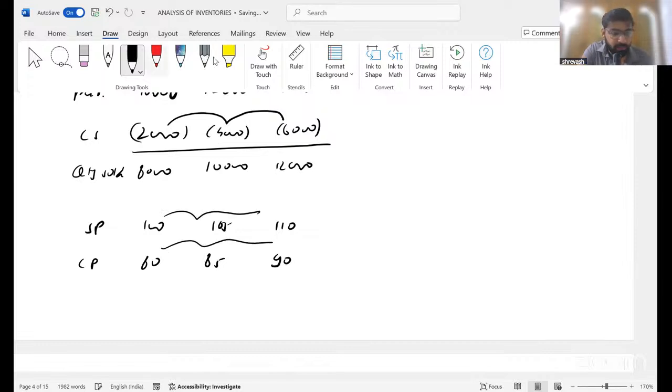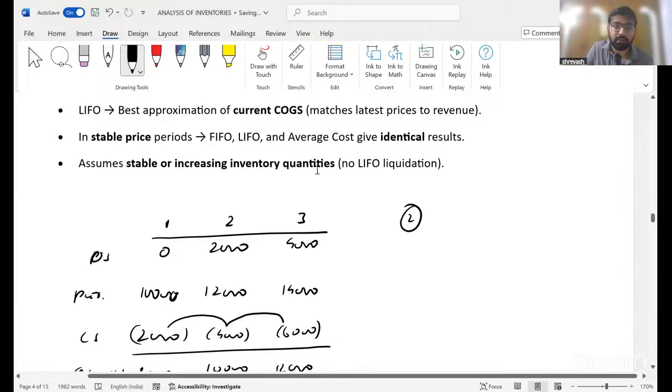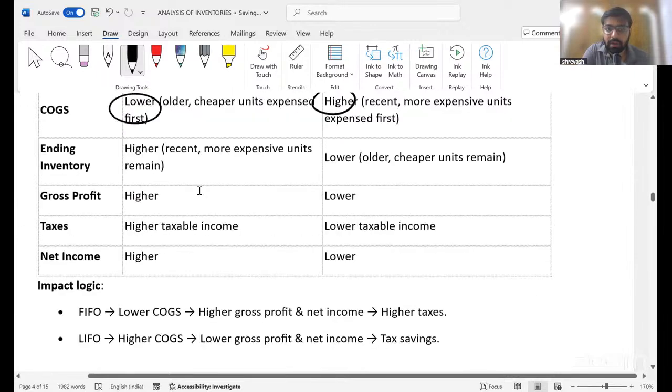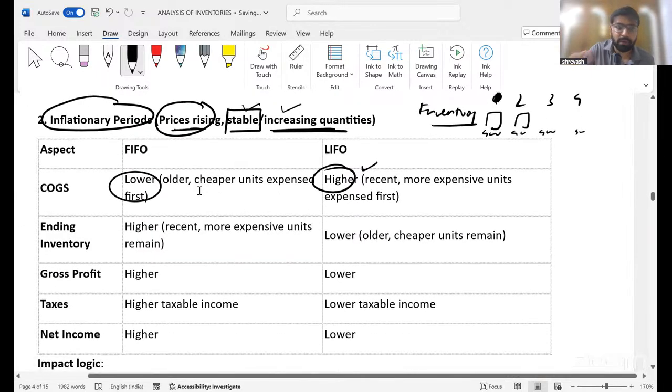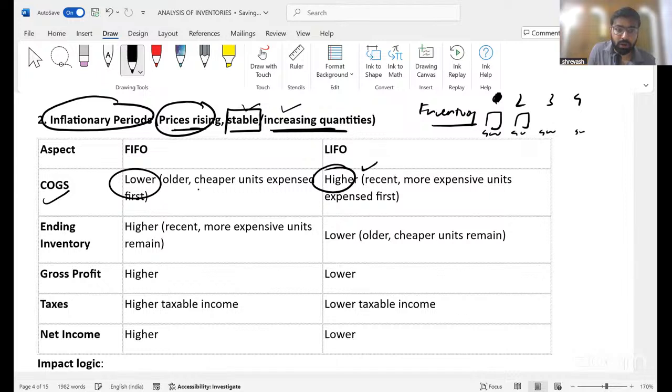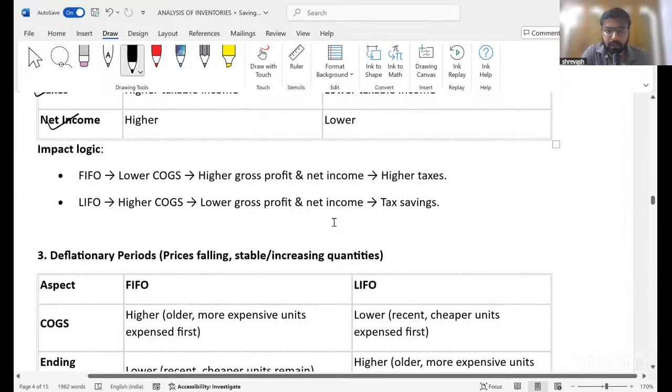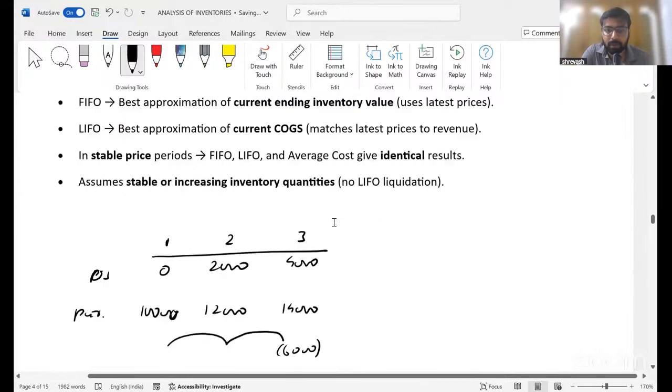Let us compare LIFO and FIFO from different aspects. Let's get started. What are the different aspects that we are supposed to compare? First is COGS. What is the value of closing stock? What is the gross profit? What are the taxes that I pay? What is ultimately the net income that I have? Okay, fair enough. Let us quickly get started. All right.